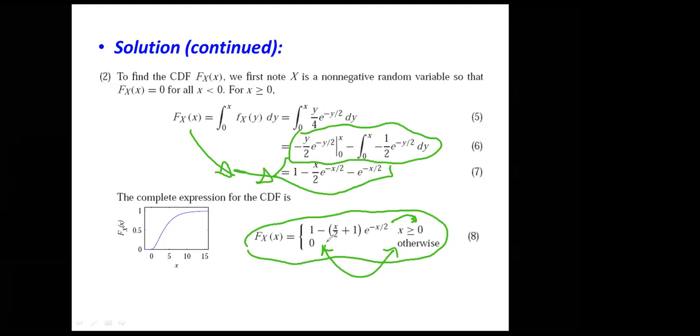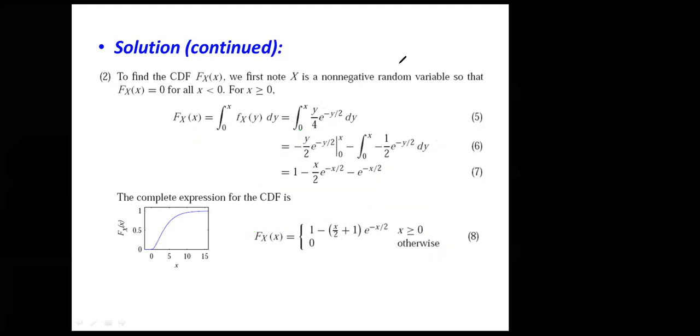Now you have found two answers already. How do we find the third and fourth one? These we can do easily, in two ways. When I'm talking about the probability of x from 0 to 4, we are talking about the integration from 0 to 4 of x by 4 e to the power minus x by 2 dx. We can integrate, put in the values, and find the probabilities.